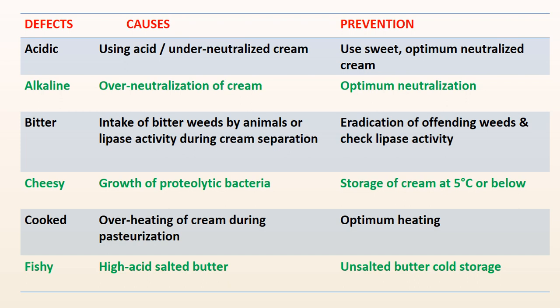Then the cheesy defect is caused by the growth of proteolytic bacteria and can be prevented by storage of cream at 5 degrees Celsius or below. Then there is cooked flavor, due to overheating of cream during pasteurization, and it can be avoided by optimum heating. Then fishy flavor is due to high acid salted butter and can be prevented by unsalted butter and cold storage.